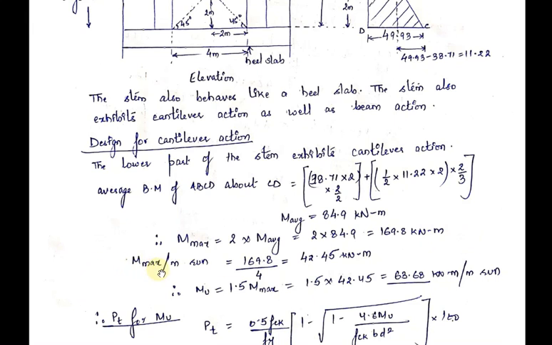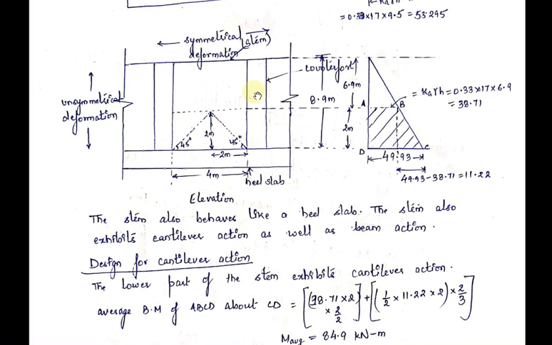Therefore, maximum bending moment per meter run will be, see, if I divide this maximum bending moment by the clear distance between the counterforts. The clear distance between the counterforts was 4 meters. We already found it out during the design of the heel slab. It is also shown here. So this clear distance is 4 meters.